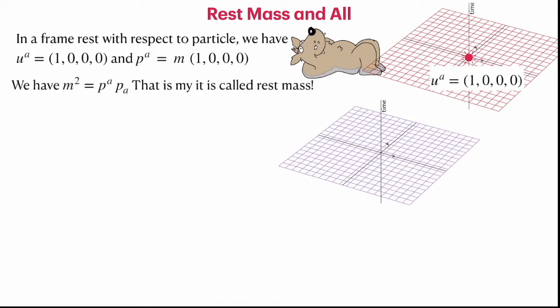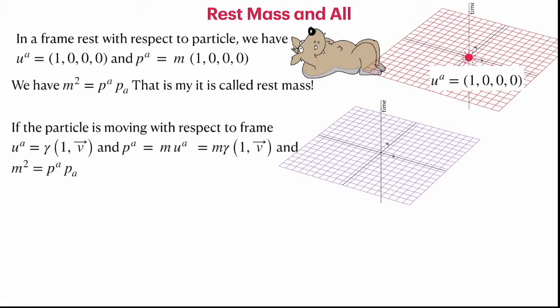Here we have m square is equal to p_a p^a, and that is why we call it a rest mass. Let's consider a frame which is moving with respect to a particle, or you can also view it as a particle moving with respect to a frame with the 4 velocity u^a. Now for velocity we write u^a as gamma into (1, v), and p^a is m into u^a, and that is equal to m gamma into (1, v).